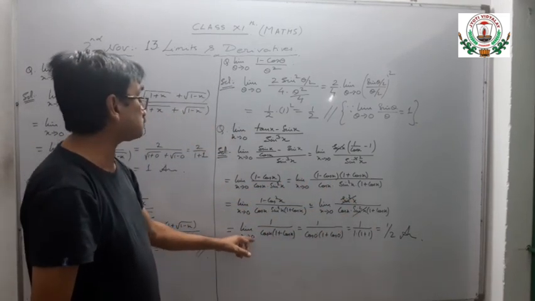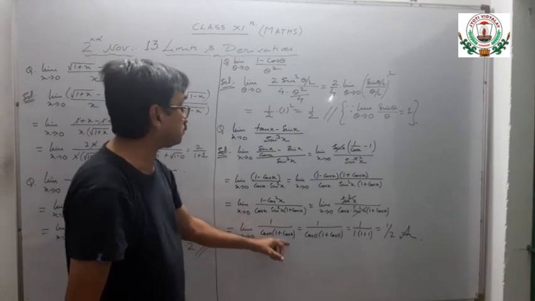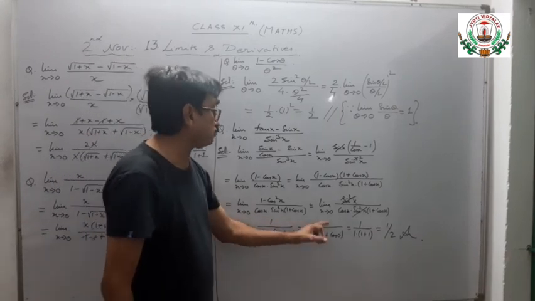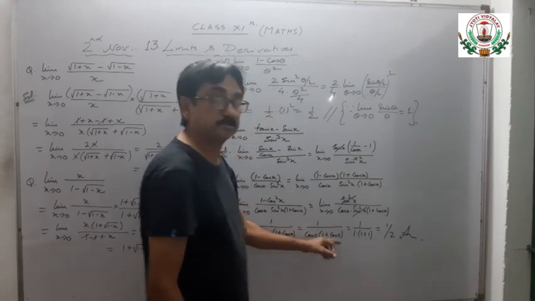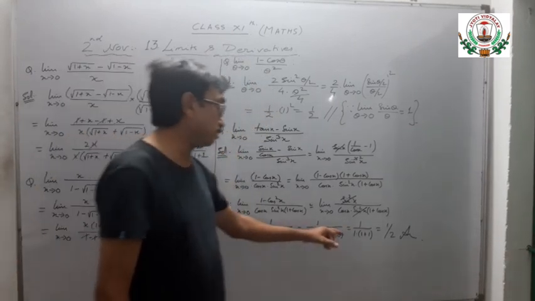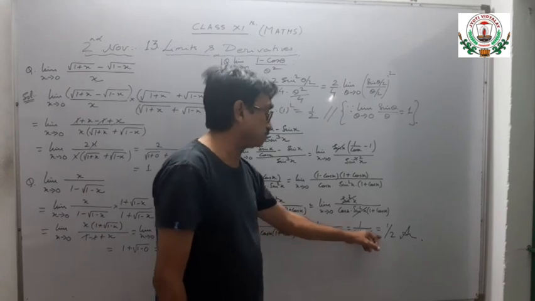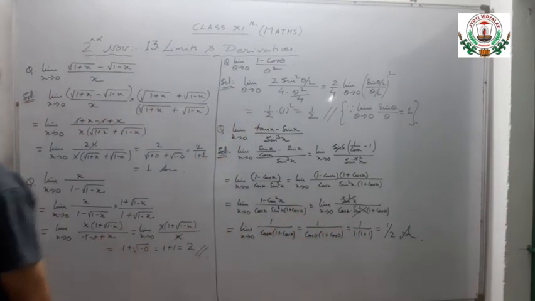So limit x tends to 0, 1 upon cos x into 1 plus cos x. Substitute the value: 1 upon cos 0 bracket 1 plus cos 0, as cos 0 is 1. So 1 upon 1 into 1 plus 1 is equal to 1 by 2, which is our answer.